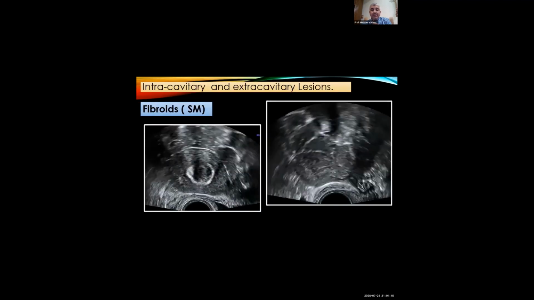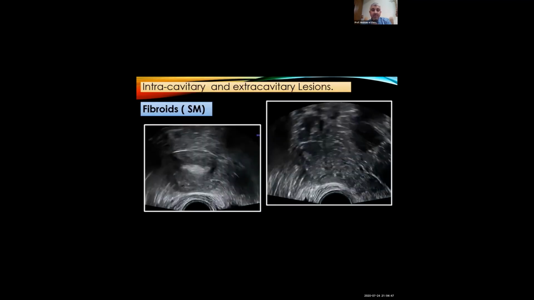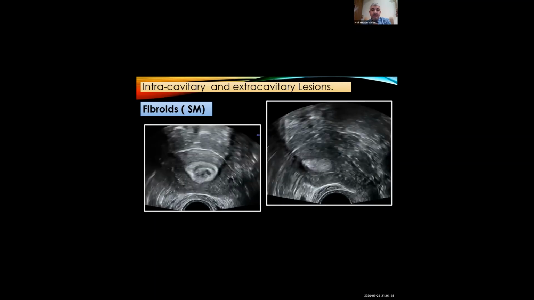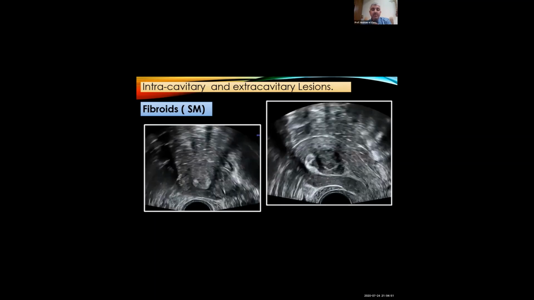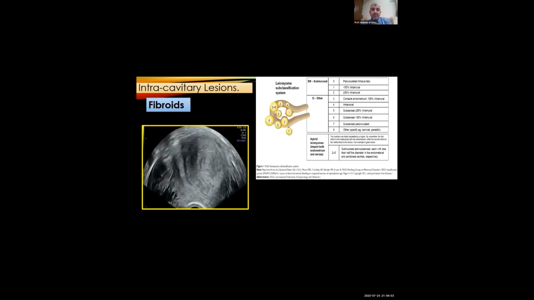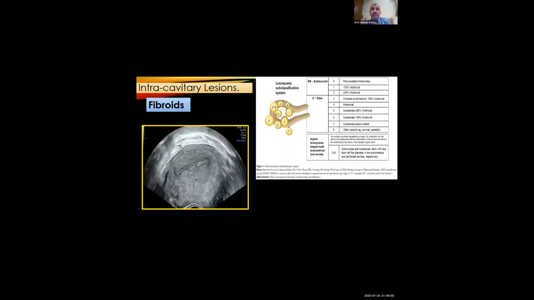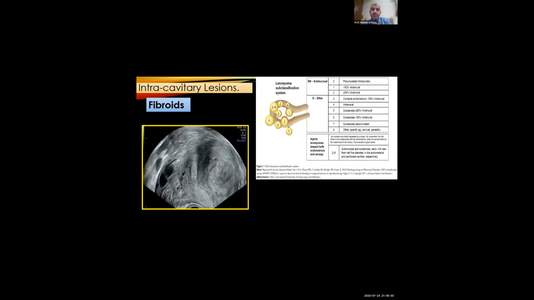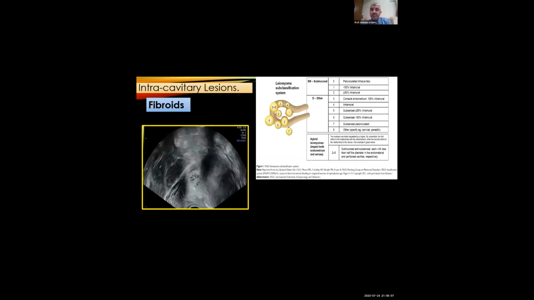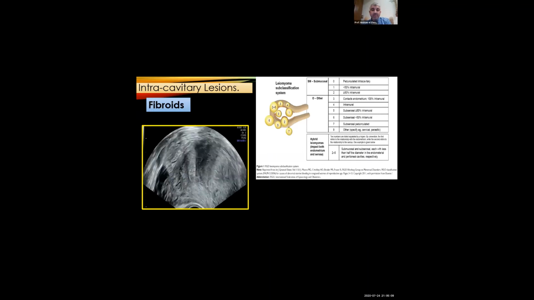Intracavitary and extracavitary lesions include the fibroids, of course, that extend into the submucous area. So submucous fibroids, and we all know the different classification of different types of fibroids according to the FIGO classification of 2011, 2012, starting from 0 up to 7, and then we have the hybrid form, which is the 2 to 5 that extends along the endometrium, touching the endometrium and touching the serosal layer.